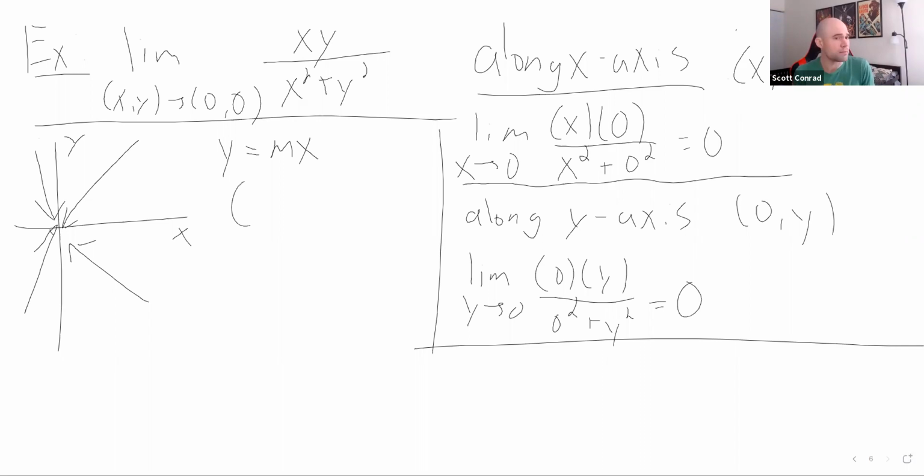So along y equals mx, points are of the form x, and like we said, y is equal to mx. So if you're along these lines, you're of the form (x, mx). And if we want to take that to the origin, we take x to 0.